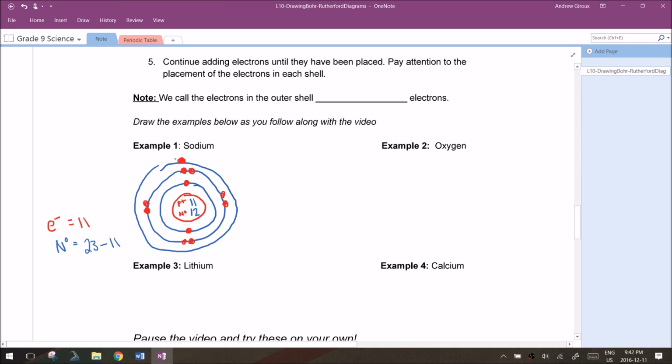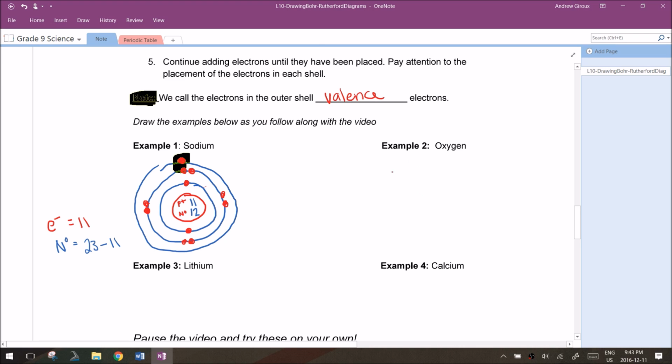Something to note here is that we often refer to this electron here on the very outer shell, and we refer to the electrons in that outer shell as valence electrons. These electrons are important because they help us figure out how a certain atom is going to react. So often you'll hear me say, how many valence electrons does, for example, sodium have? In this case, it has 1 valence electron.